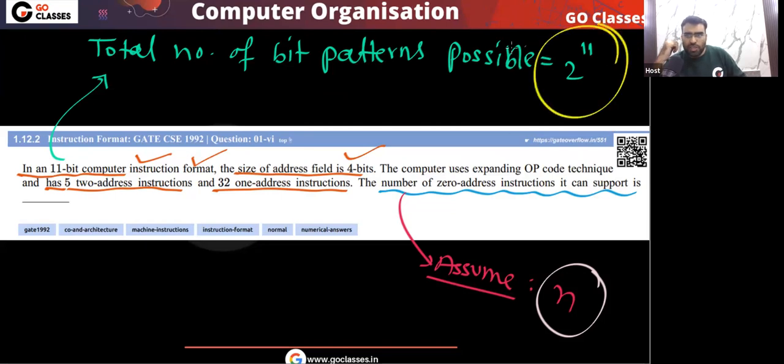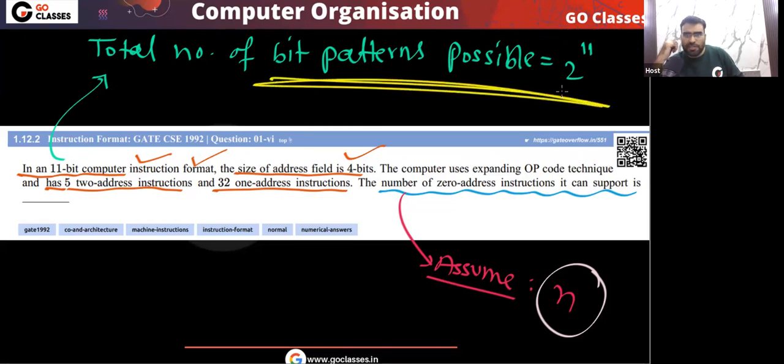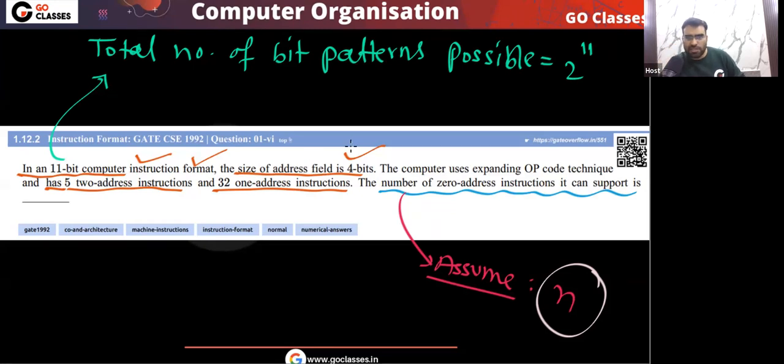Out of these bit patterns, some instructions will be 3-address instructions, some will be 2-address instructions, some will be 1-address instructions, some will be 0-address instructions. Yes or no? Very simple point. Every type of instruction has 11 bits. Using 11 bits, these many bit patterns you can create.